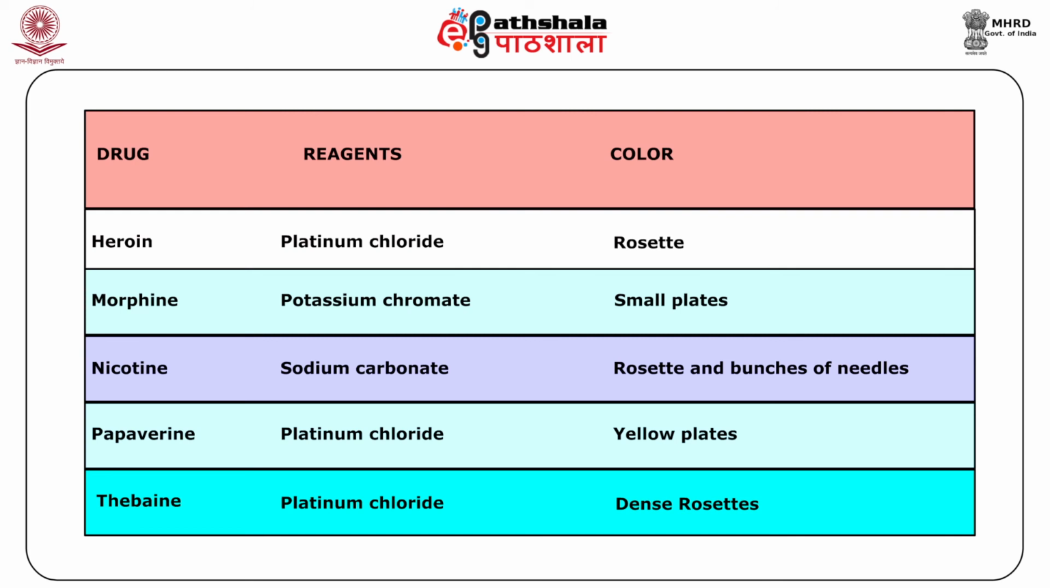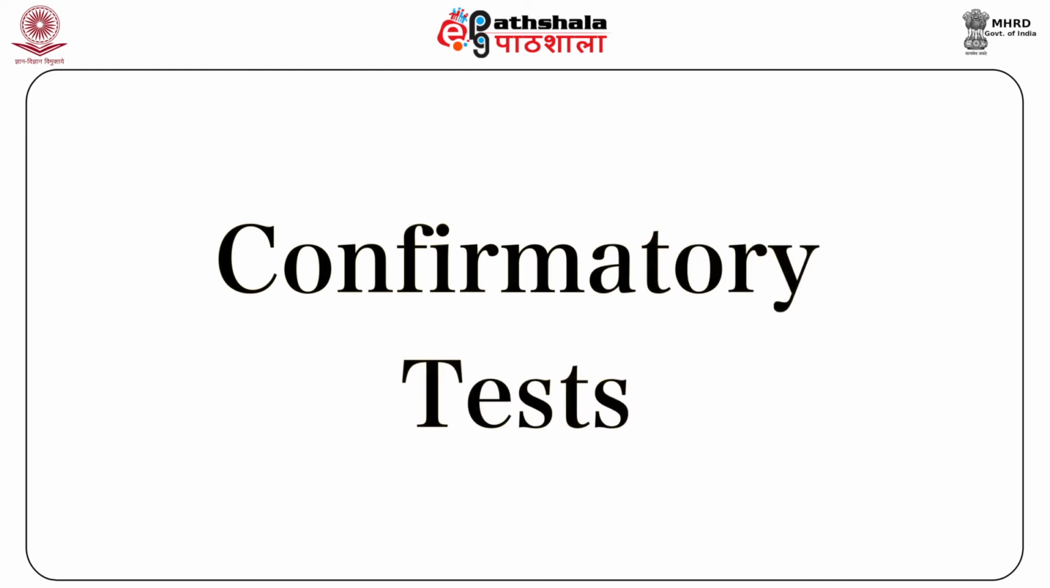The presence of heroin is tested by using the reagent platinum chloride. Roseate colored crystal appearance indicates the presence of heroin, while nicotine gives roseate colored crystals of needles in the presence of sodium chloride. Presence of papaverine is indicated by the appearance of yellow crystals after reacting with platinum chloride. Thebaine gives dense rosettes. Coming on to the confirmatory tests.